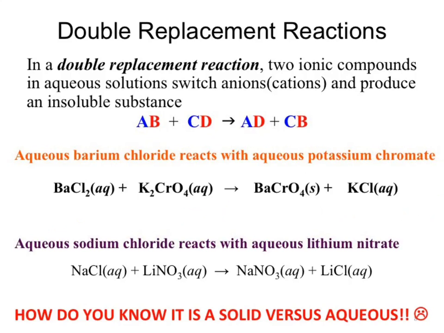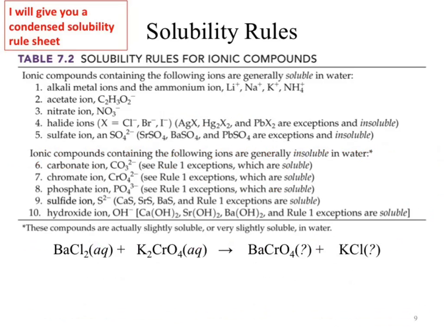So what we're looking at are solubility rules. To be able to predict double replacement reactions, you have to fall on another set of rules. Those rules are known as your solubility rules. You will be given, at the very least, a condensed version of these solubility rules when it comes to the test. This is copied directly out of your textbook.